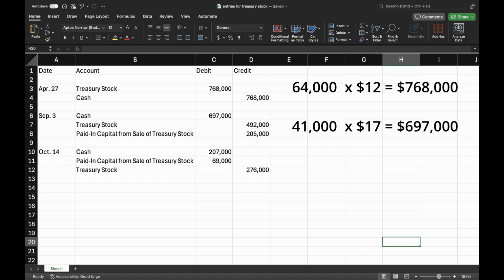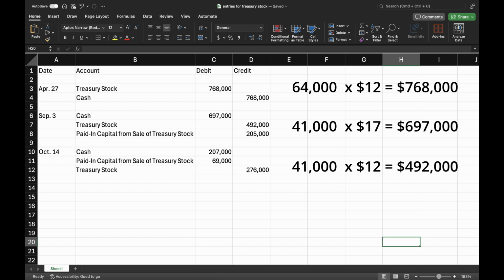The Treasury stock account goes on the bottom because it is being credited as this account is decreasing due to the sale. To find the amount the account is being credited for, you must multiply the number of shares sold by the price the company bought the shares at. In this case, you would multiply 41,000 shares by $12, which comes out to $492,000.